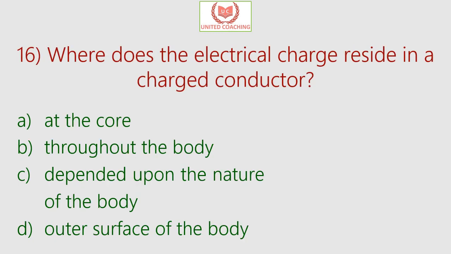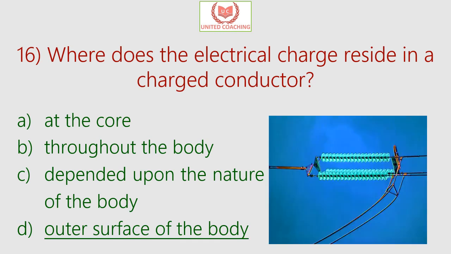Our next question is, where does the electrical charge reside in a charged conductor? So is it at the core, or throughout the body, or dependent upon the nature of the body, or outside the surface of the body? Like for example, the wire carrying the electrical charge, the electricity. So where does the electrical charge reside? So the answer is the outer surface of the body. So the outer surface of the electrical wire will carry the electrical charge. The net electrical charge of a conductor resides entirely on its surface.